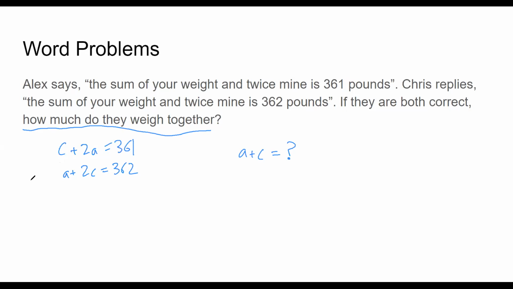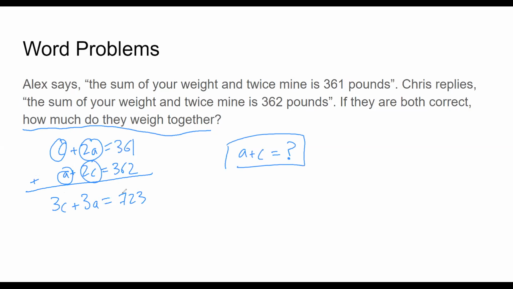Well, you'll notice if we add these two equations, we would get 3C, because we have a C and a 2C, and 3A from the 2A and the A is equal to the sum of 361 and 362, which is 723. So now, since we're looking for A plus C, we can just divide both sides by 3 to get A plus C is equal to 241.